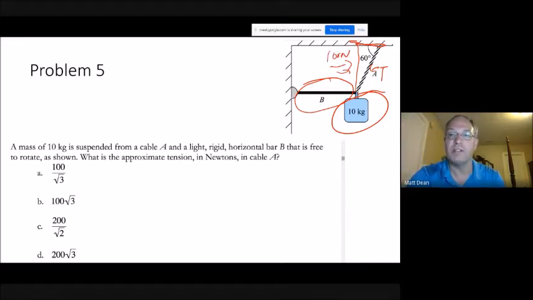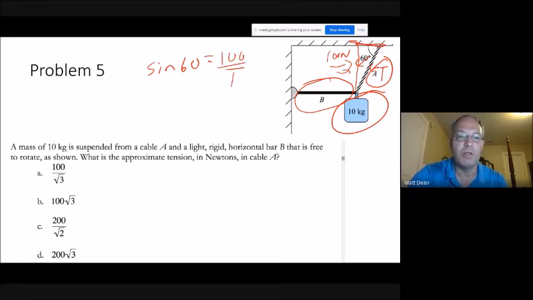Now we can solve for tension by using a trig function. We can use sine, and we can say the sine of 60 equals the opposite side, which is 100, over the hypotenuse, which is the tension force, which means tension is going to equal to, let me just take 1 second here, guys, something's not right. Tension is going to be equal to 100 over the sine of 60.